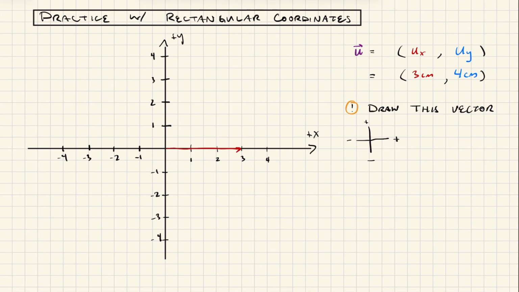Then we can look at the y component, and we see that the y component of vector u is 4 centimeters, and so we know that the y component looks something like this, right? Since it's positive, we know it sticks up. And so the vector sum of these two things here, I can compute by taking this y component, and I can kind of move it over so that it starts where the red x component ends. And the total vector u must then look something like this, right?